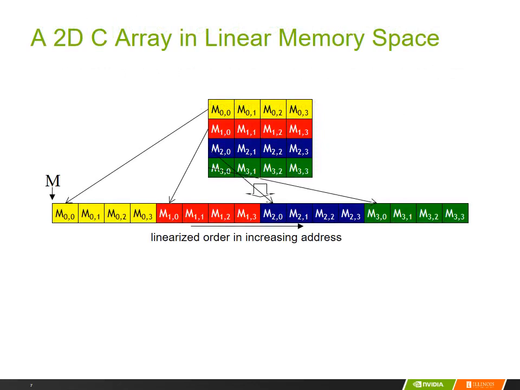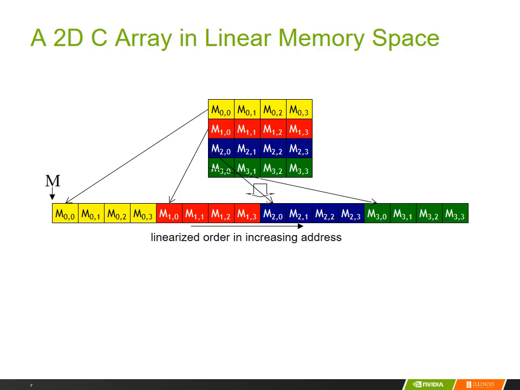An important scenario where we need to pay special attention to memory coalescing in a kernel is when we access a two-dimensional C array in a kernel. This slide shows the mapping of a two-dimensional C array into the linear address space. Recall that C uses row major order when linearizing the two-dimensional array into a one-dimensional storage.